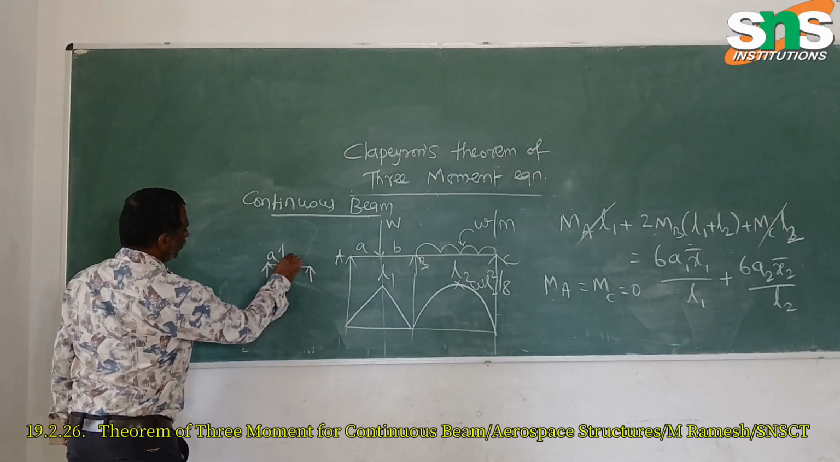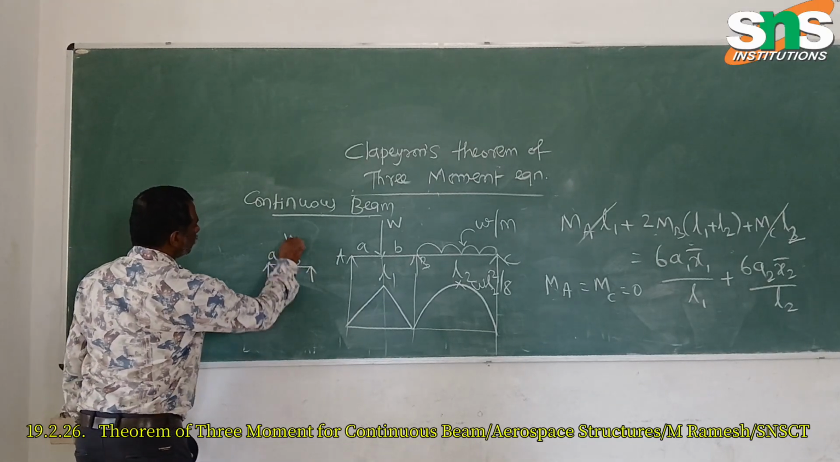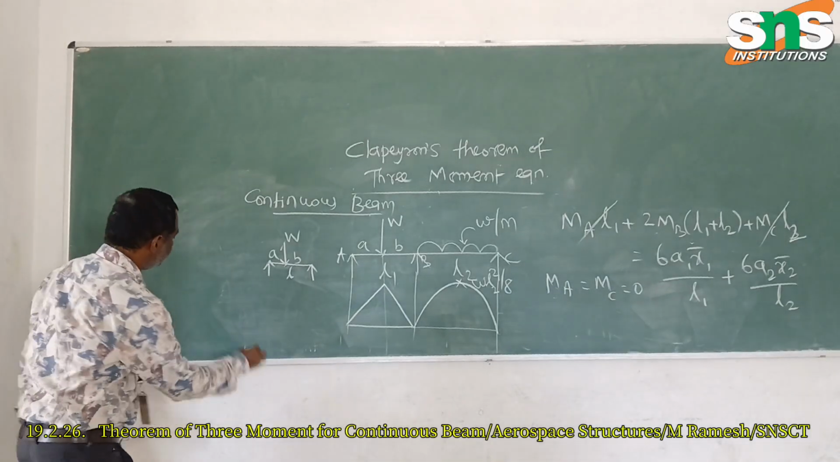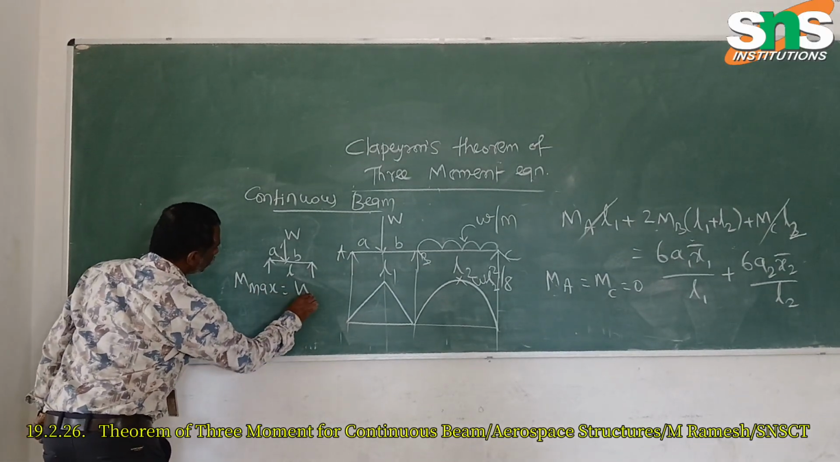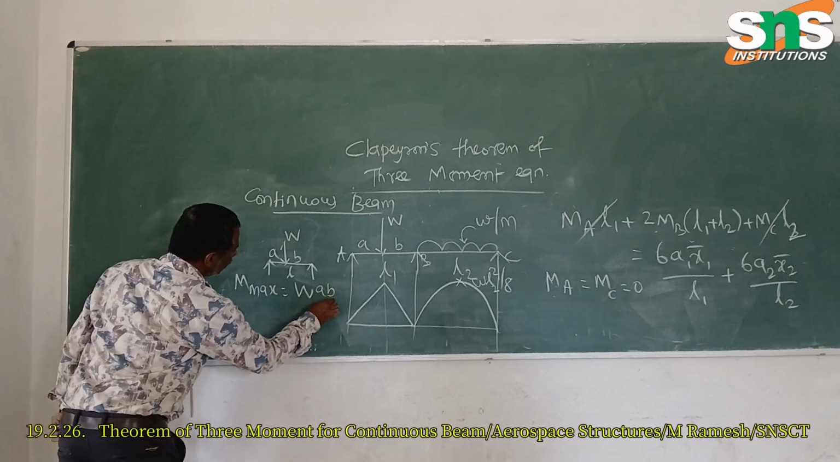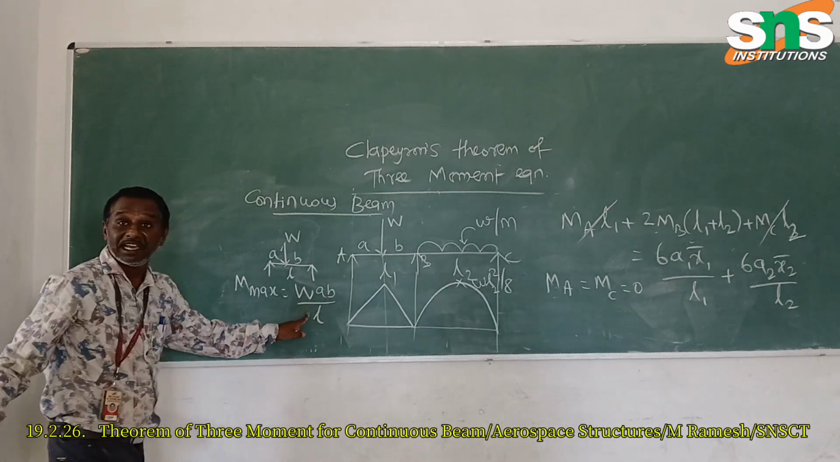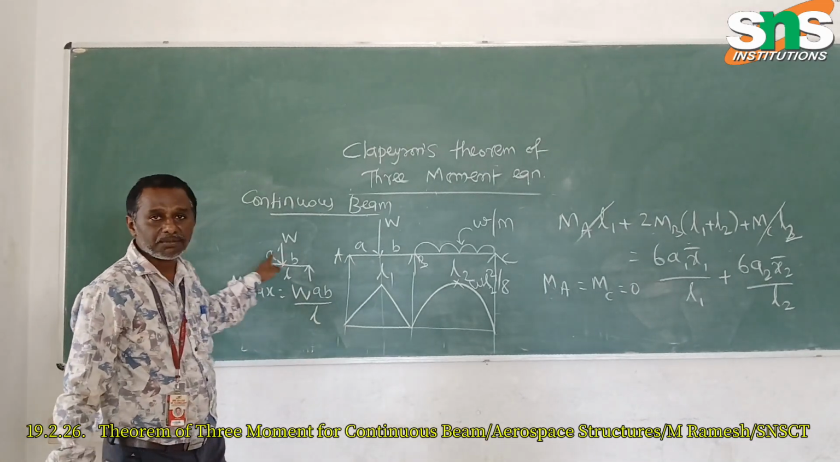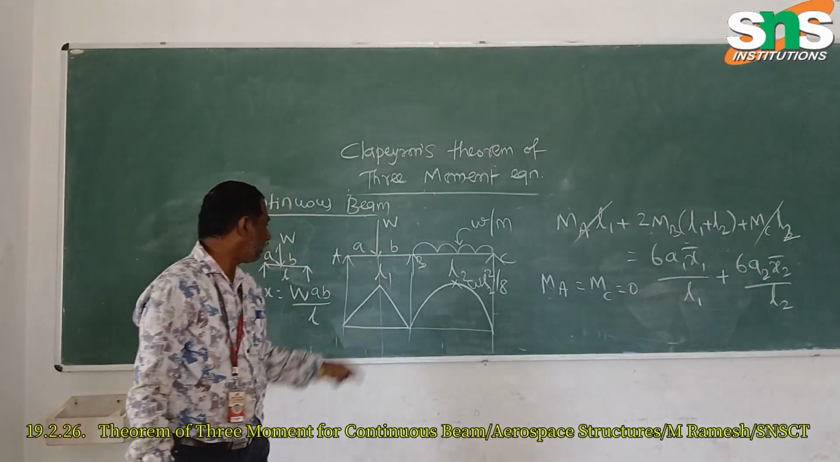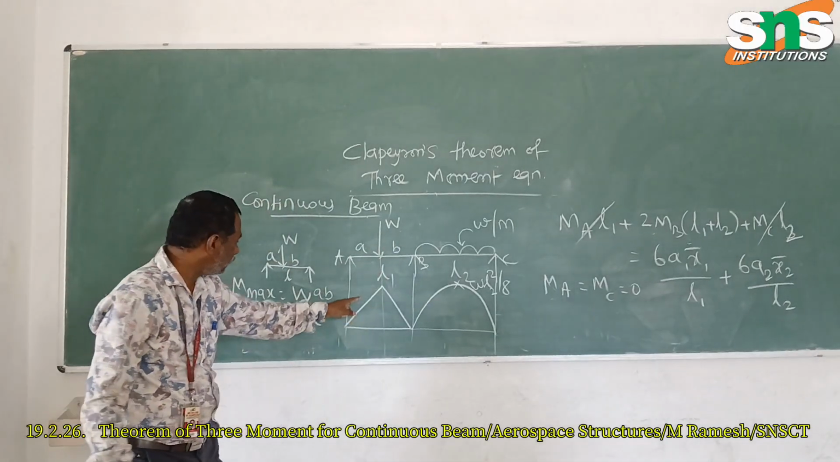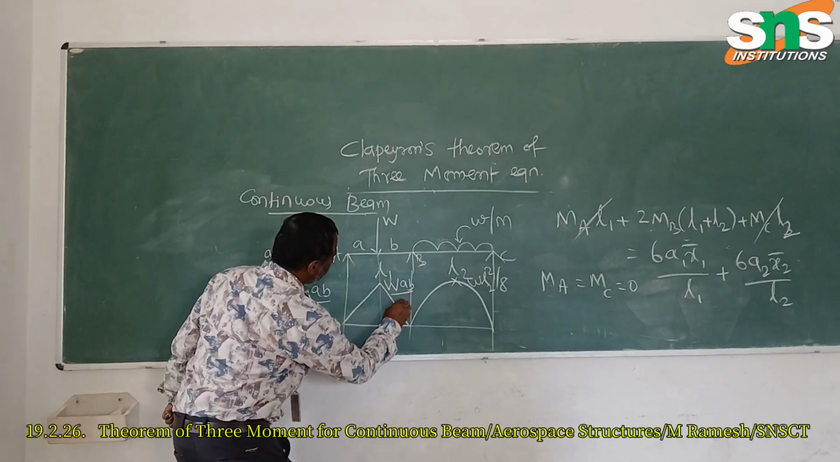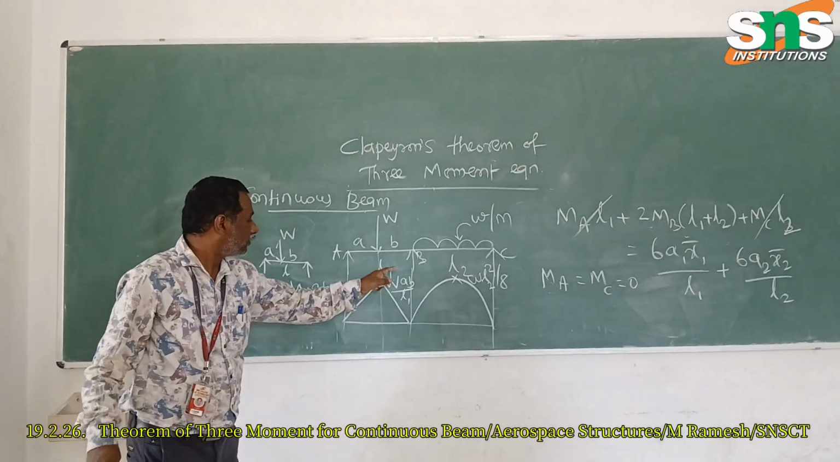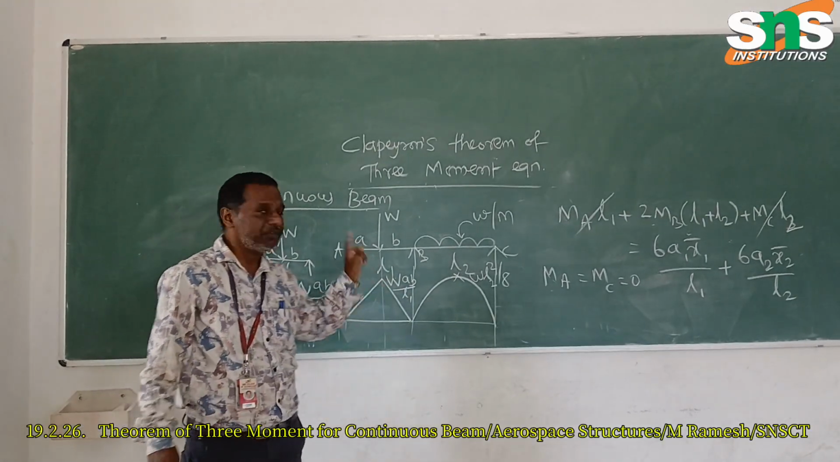For this case, with a and b and total length L, the total load is W. The maximum moment M max equals W into a b by L. That is the maximum bending moment for a simply supported beam with the point load acting at a particular distance. So this will be W a b by L1. So we are getting the maximum moment values.